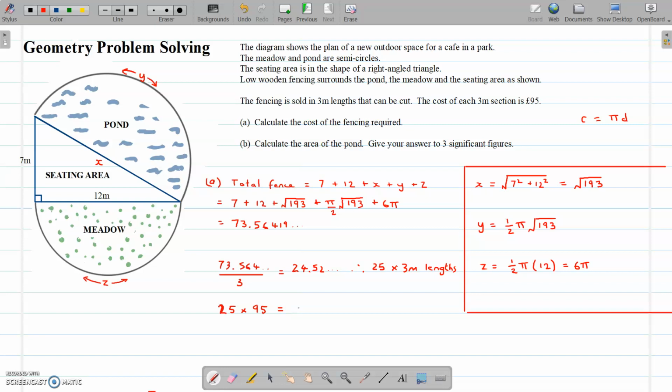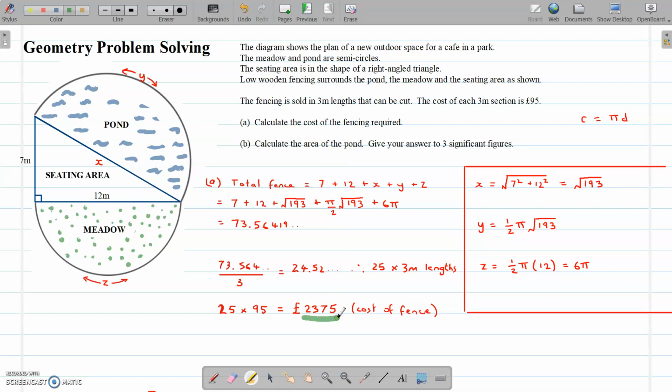If I put that on the calculator, 25 times 95 gives me 2375. So that equals 2375, and that is the total cost, or cost of fencing. And it's very clear from all of that that you knew exactly what you were doing and that you've arrived at the answer with a logical and clear process.